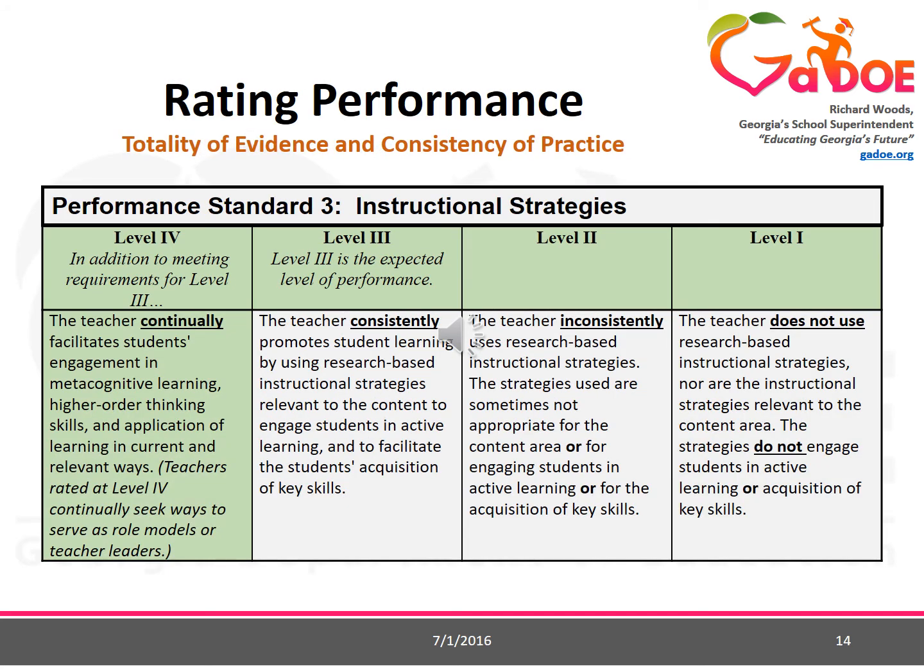Equally as hard to obtain is a level 4 rating. The reason the level 4 rating is hard to attain is if you'll read the rubric's descriptors, you'll see first the word continually. Continually means always, without fail. That means whenever an administrator comes in to observe you, they're going to see the descriptors associated with this standard in place and in action. But notice towards the end of the descriptor for level 4 as well. It says teachers rated at level 4 continually seek ways to serve as role models or teacher leaders.